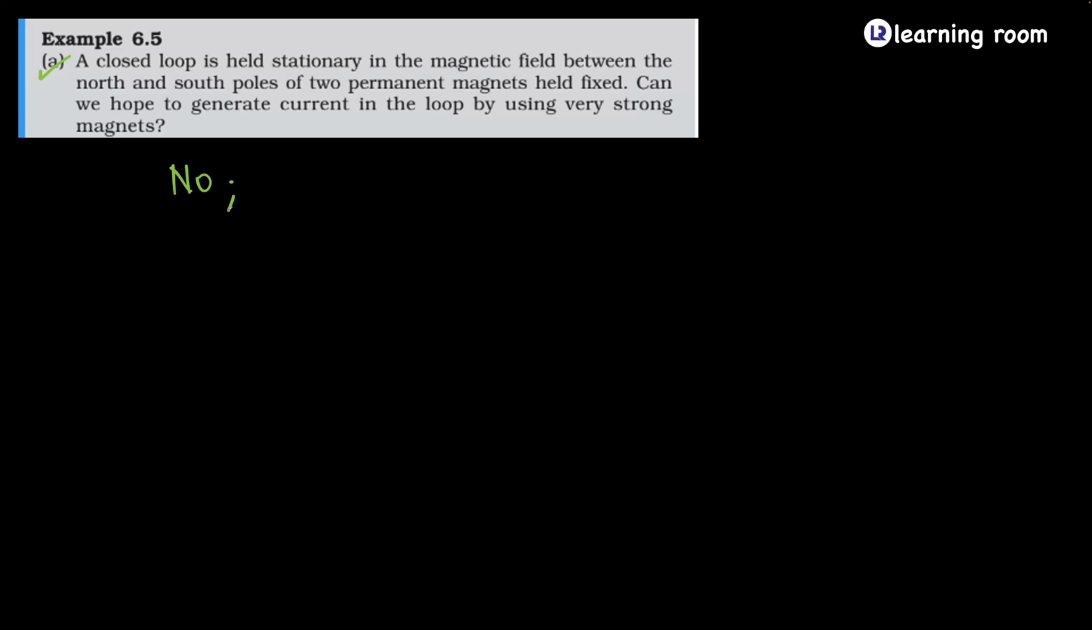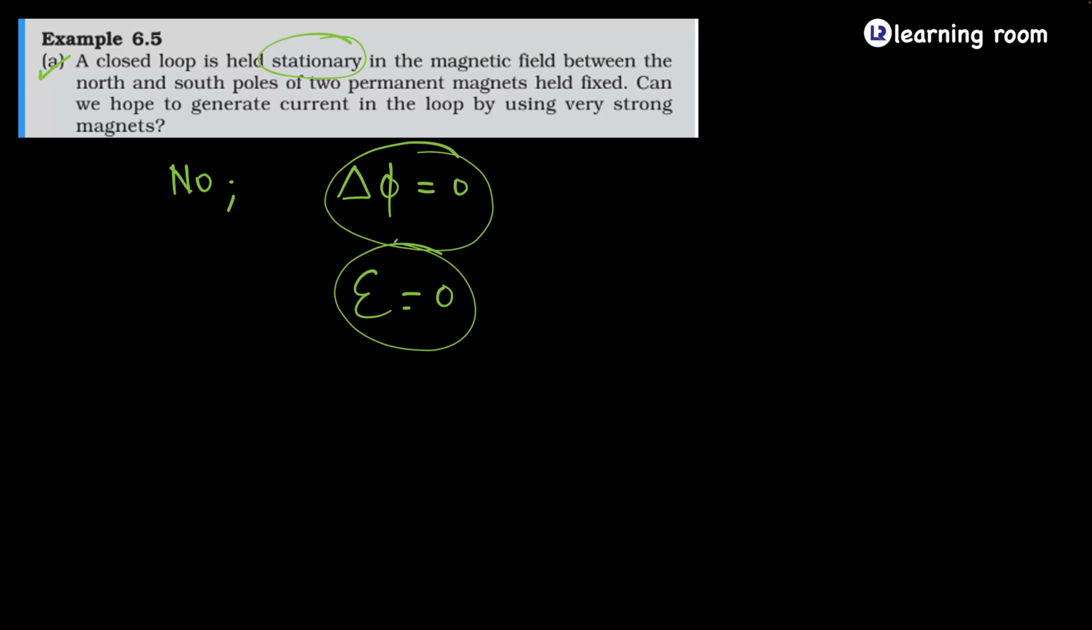You will not be able to generate any EMF in the conductor unless and until there is a change in magnetic flux taking place. Since they use the word stationary, the change in flux is going to be 0. Since the change in flux is 0, EMF induced is also 0. Is that point clear? Right.